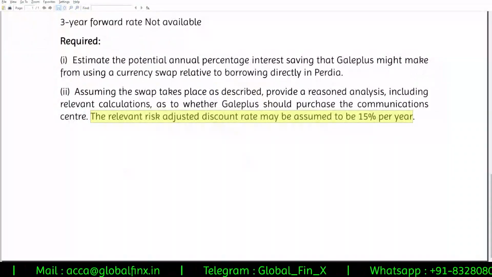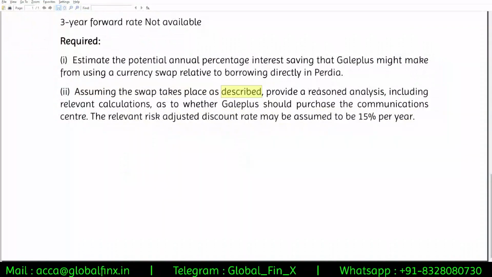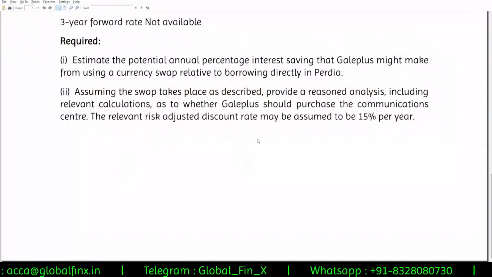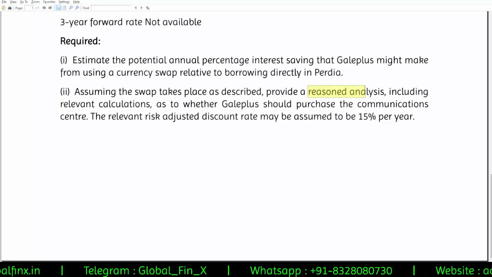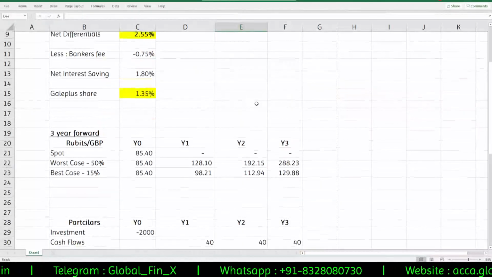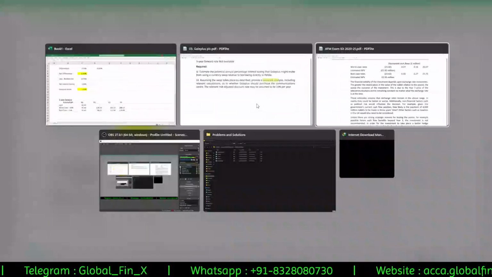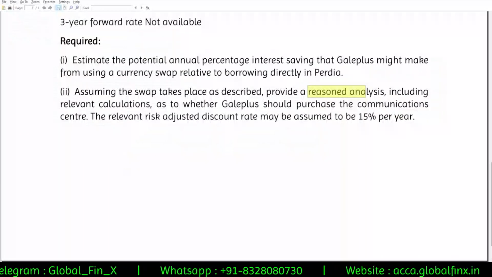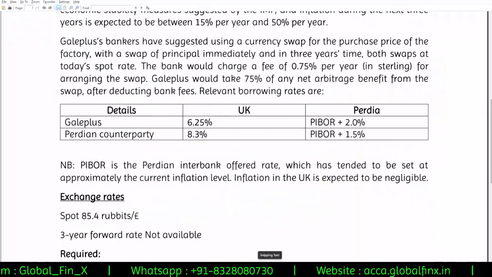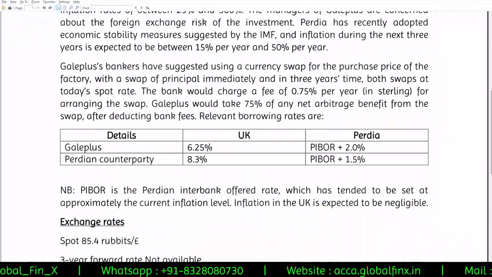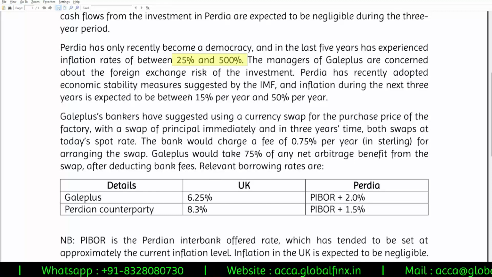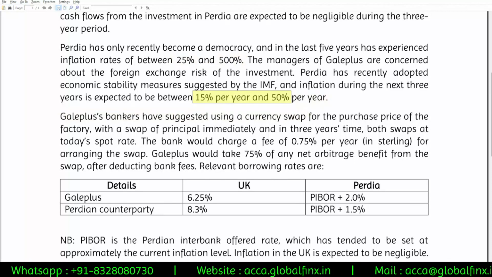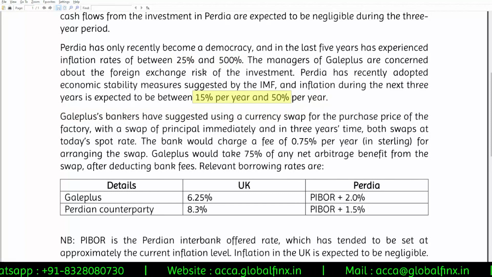math, they also asked you, assuming the swap takes place as described, provide a reasonable analysis including the relevant calculations. Analysis is what is required, guys. So here the analysis is that the inflation rates are pretty daunting, to be very honest. Here the rates are fluctuating a lot, somewhere between 25 to 500, and it is estimated that in the next 3 years it is going to settle down to somewhere between 15 to 50, right?